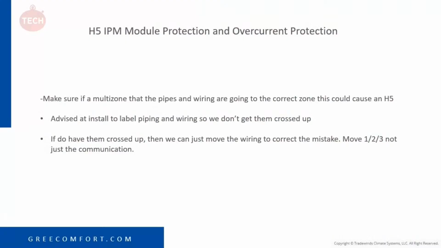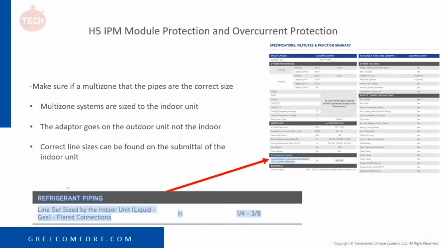But again, if you just label your piping and take your time with the wiring when you're doing the install, A and B and C and so on, you shouldn't have this issue. But we get that call often as well. Another thing to consider is, if it's a multi-zone, make sure that the pipes are the correct size. I mean, you could even do it with a single zone, but you would have to have adapters.